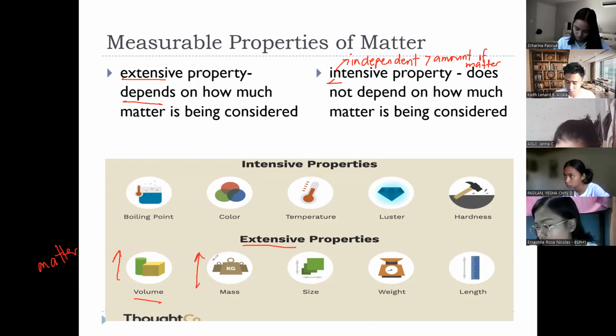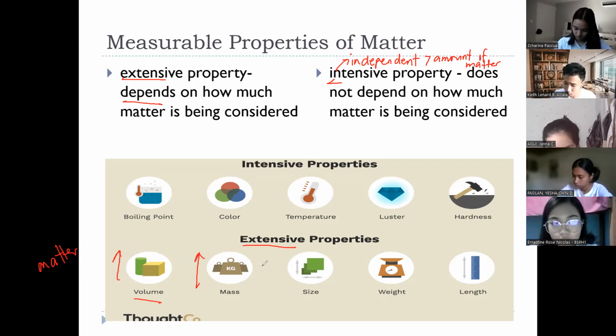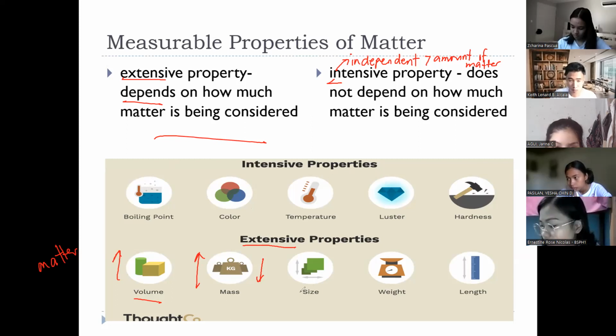That is also true for mass. Pag daghan kaayo ang imuhang substance, syempre mo-taas ang mass. Kung gamay lang, syempre mo-baba. So the mass now depends on how much matter is being considered. That is why it is included here sa extensive property. You know also sa size. Syempre, pag daghan imong substance, mudako ang size. That is also true for weight and for length. So all of them na gina-measure nato na dependent sa unsa kadaghan imong matter is called extensive property.